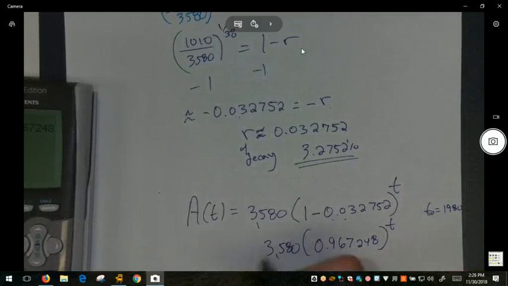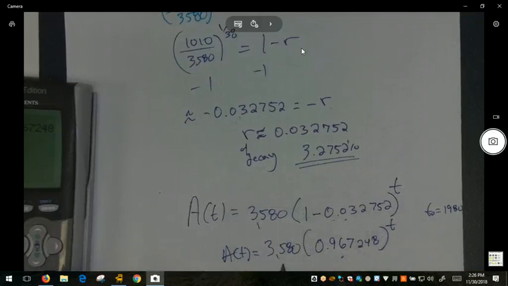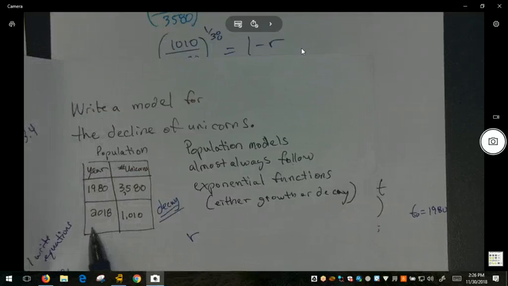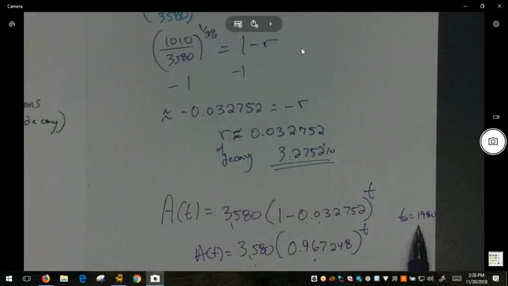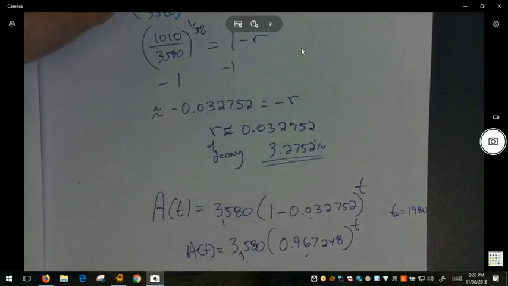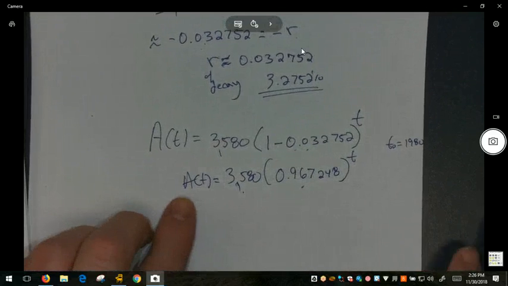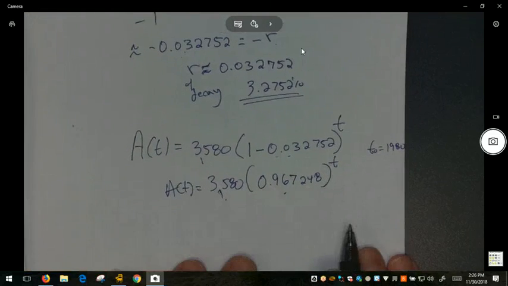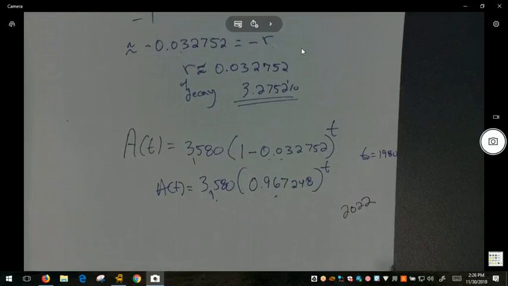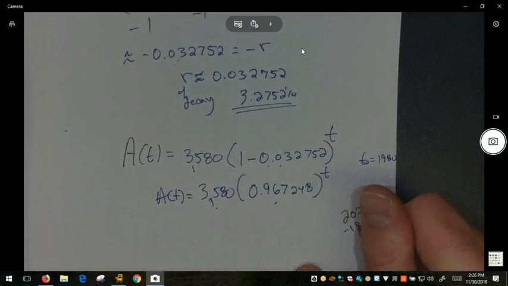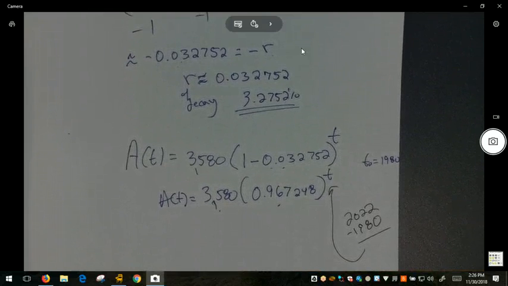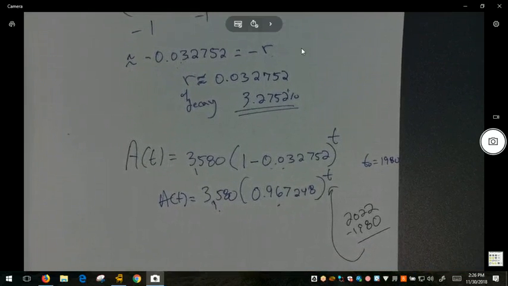If you chose instead to do this equation and use, from our information, the 1010 unicorns from 2018, then your initial time of starting would be 2018. And we'd have to be a little careful with that. But with this, you can ask, what's going to happen in 2022? How many unicorns would there be? Well, I'd say 2022 minus 1980 is how many years, and plug that in for t, and I could tell you, based on this model, using the data we were given, how many unicorns there would be.